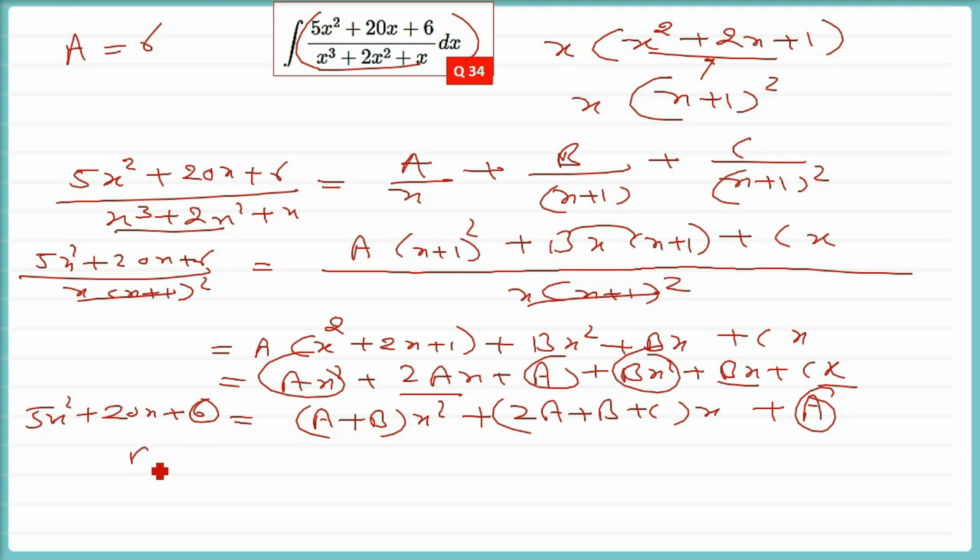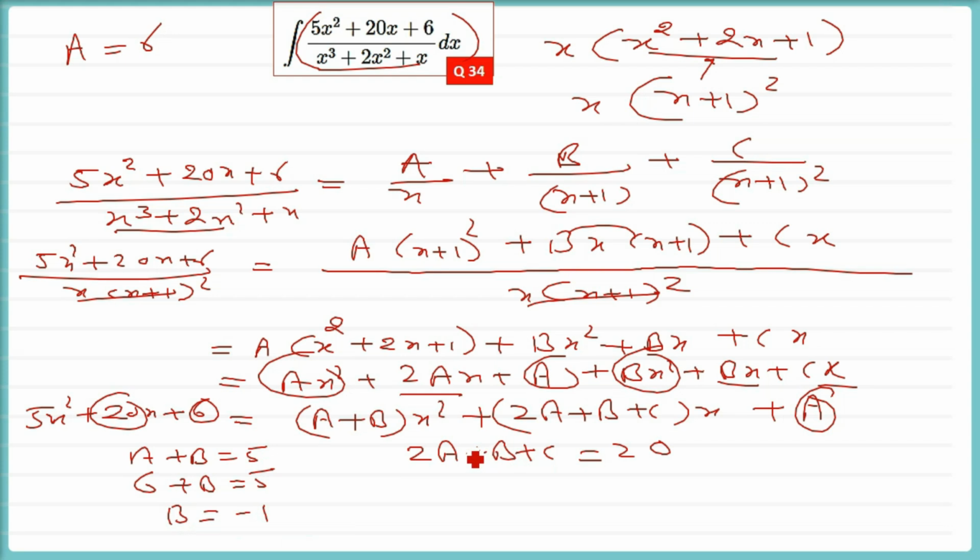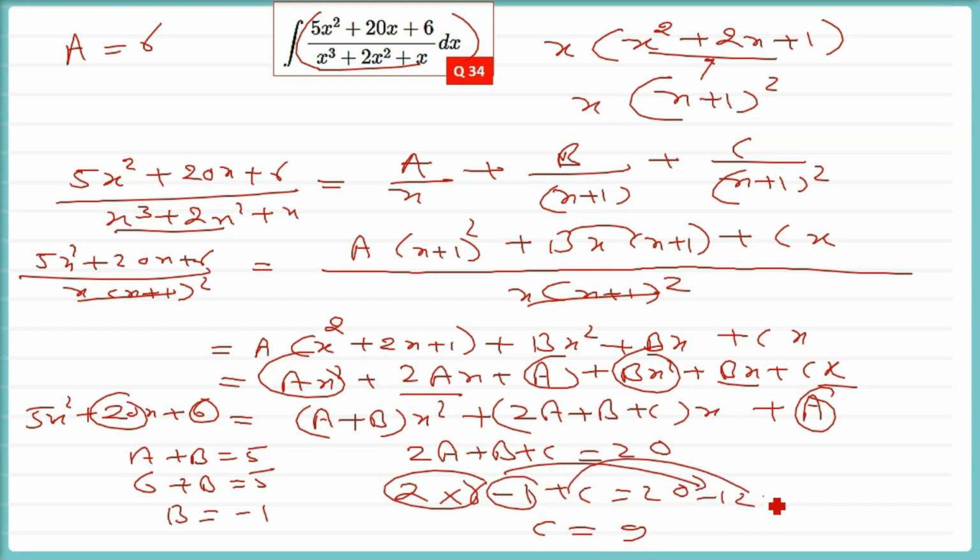Now take this a, put it in the first equation, a plus b equals 5. The second equation will be 2a plus b plus c equals 20. a is already 6, so 6 plus b equals 5. b you will get as negative 1. Now put it here: 2 into 6 minus 1 plus c equals 20. So 2 into 6 is 12, 12 and minus 1 is 11, and it goes there. 20 minus 11 is 9. So c has come as 9.